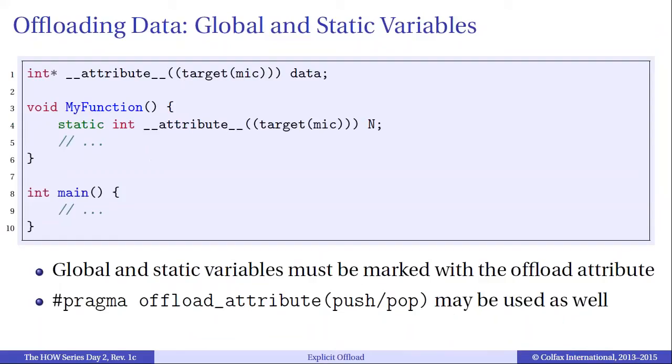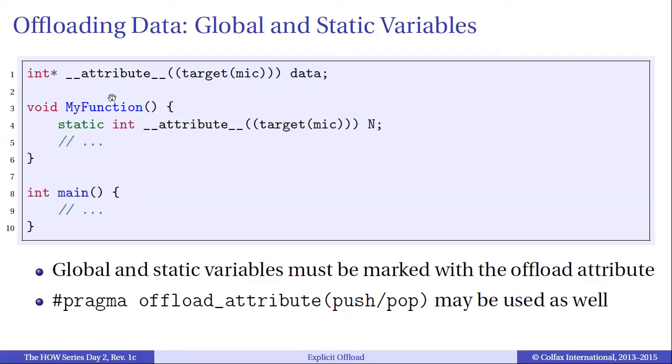If you are using data that is not scope local, but global or static, you also have to tell the compiler ahead of time that this data is going to be used on Z1.5. So this pointer-based array I declare with attribute target mic, and this static variable I also declare with attribute target mic, and of course I can use a float attribute push pop if I want to. Now, this is enough to just allow the code to compile.